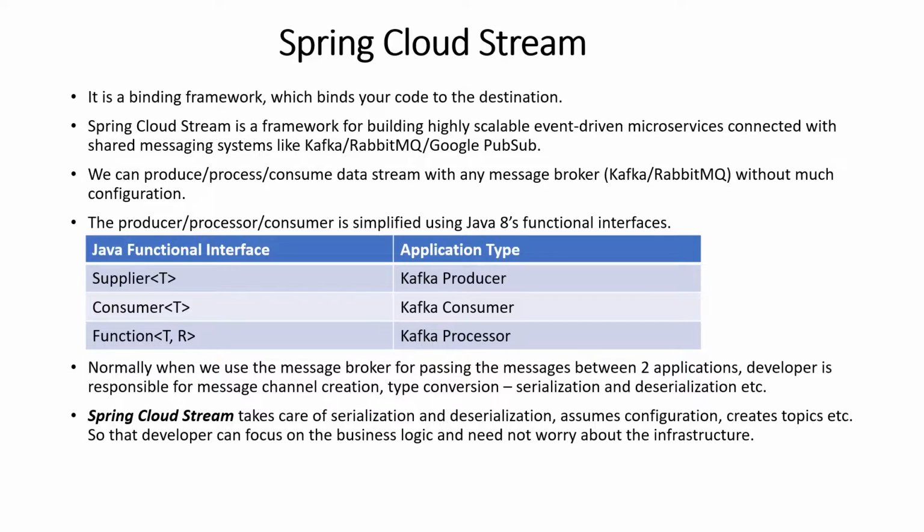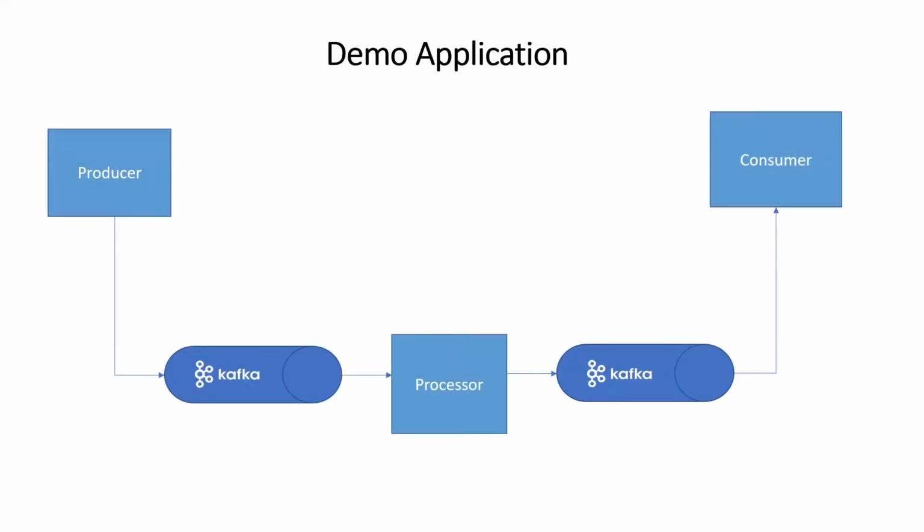So it does that so that the developer can totally focus on the business logic and not worry about the infrastructure. So the developer just writes the business logic, and all this serialization, deserialization, configuration, all this boilerplate code is taken away, and Spring Cloud Stream manages it. So you don't need to worry about that. Let's move to the next slide.